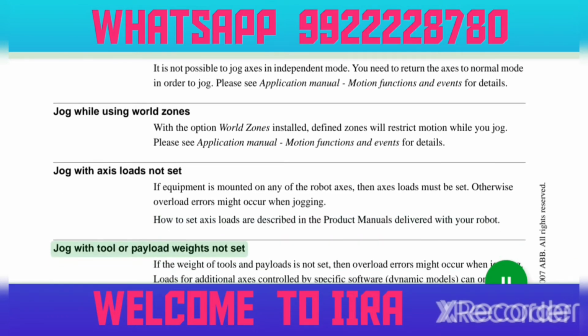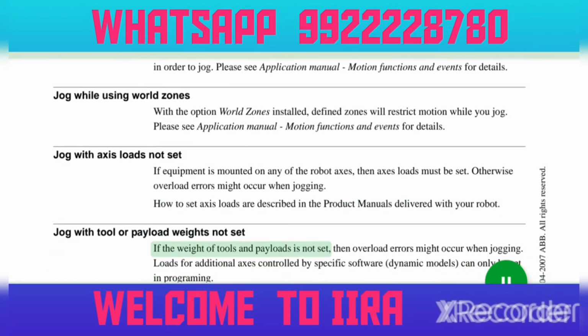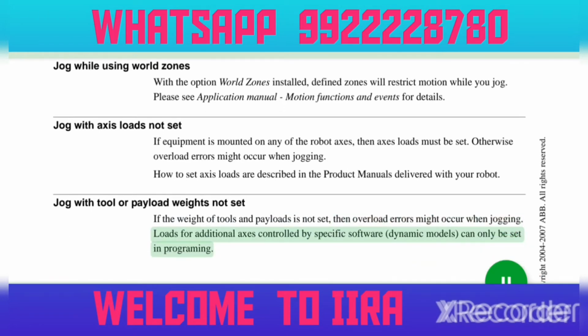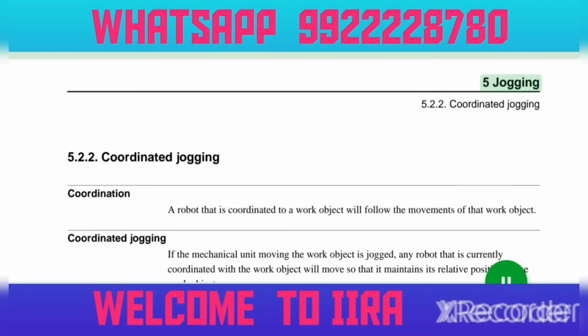Jog with tool or payload weights not set. If the weight of tools and payloads is not set, then overload errors might occur when jogging. Loads for additional axes controlled by specific software dynamic models can only be set in programming.